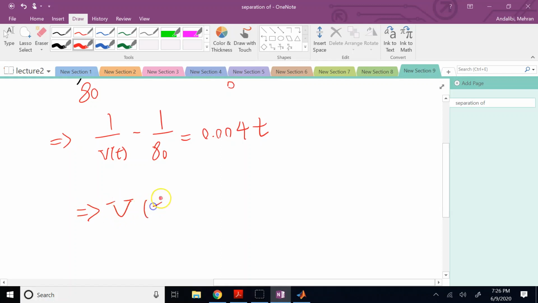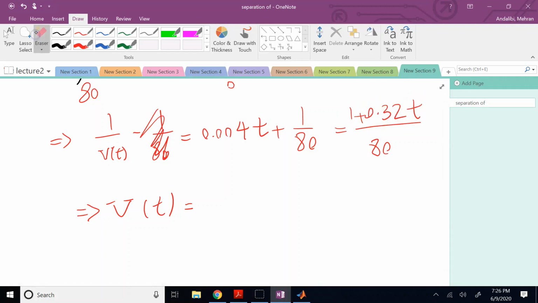So if I solve for v of t here, I take this 1 over 80 to the other side, take a common denominator, and then take reciprocal of both sides. Then you would get, so if I bring this over here, take a common denominator, right? Then take reciprocal, it's going to be 80 over 1 plus 0.32t.